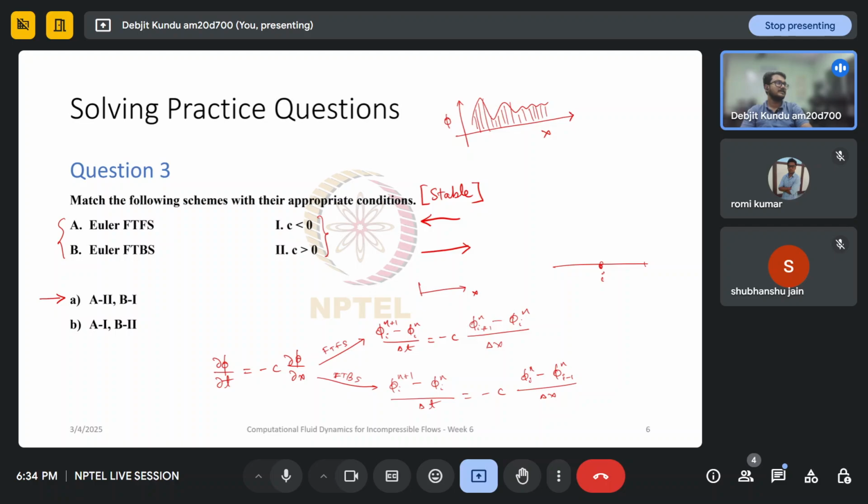So this is I plus 1, this way, and I minus 1. And the direction of c could be either way, depending on the value of it.